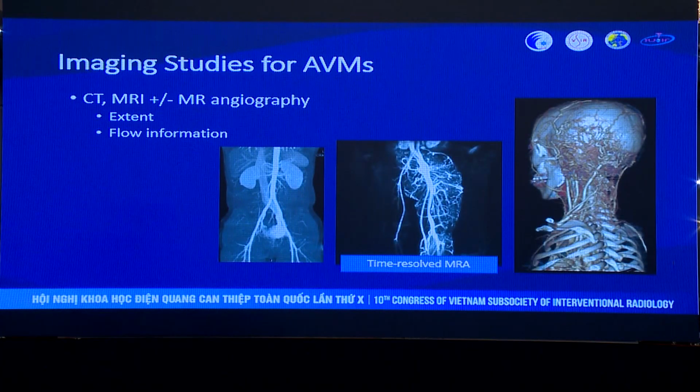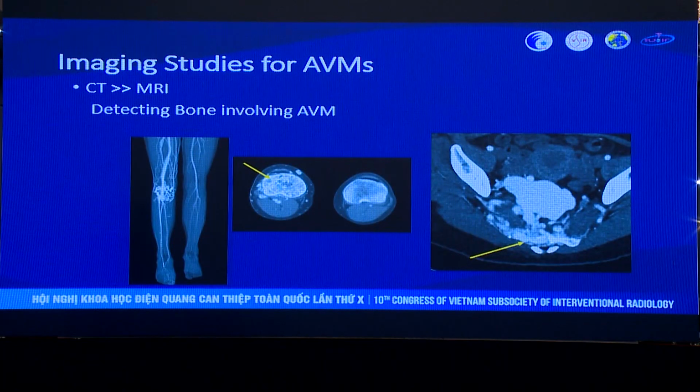CT and MRI are very useful to determine the extent of the AVM, and they can also provide broad information, especially when we use MR angiography with the TR-MRA technique. Also, bone AVM is about 11% in our database, so detecting bone AVM is very important for treatment. In detection of bone AVM, CT is the better diagnostic modality.